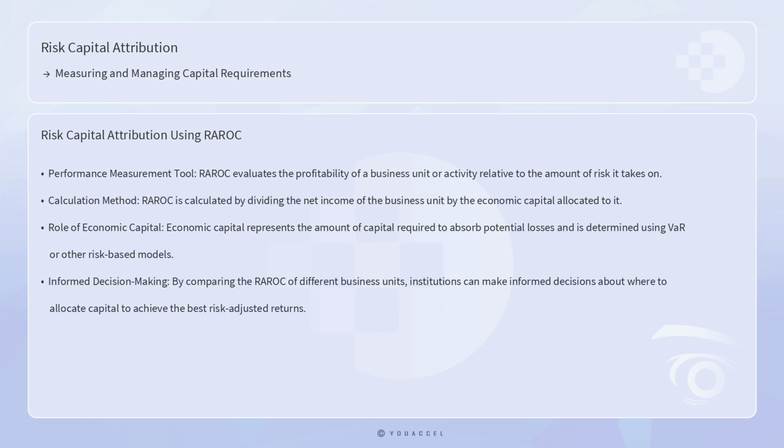One widely used method for risk capital attribution is the Risk-Adjusted Return on Capital framework. RAROC is a performance measurement tool that evaluates the profitability of a business unit or activity relative to the amount of risk it takes on. It is calculated by dividing the net income of the business unit by the economic capital allocated to it. Economic capital represents the amount of capital required to absorb potential losses and is typically determined using VAR or other risk-based models. By comparing the RAROC of different business units, institutions can make informed decisions about where to allocate capital to achieve the best risk-adjusted returns.